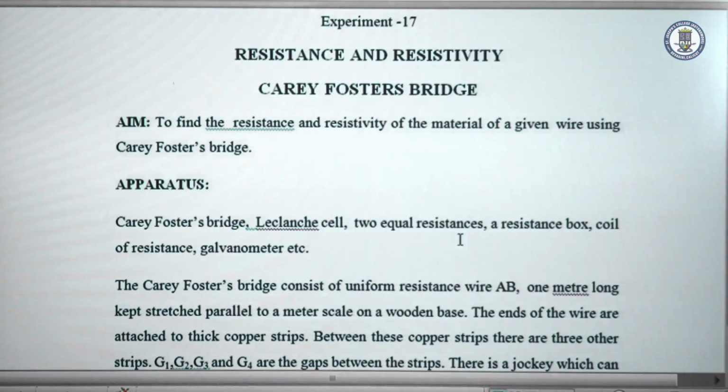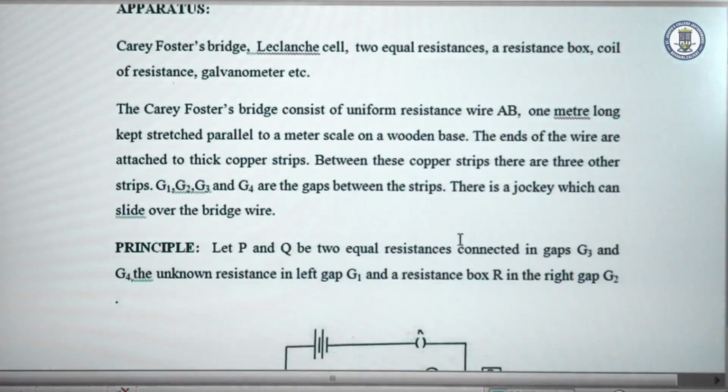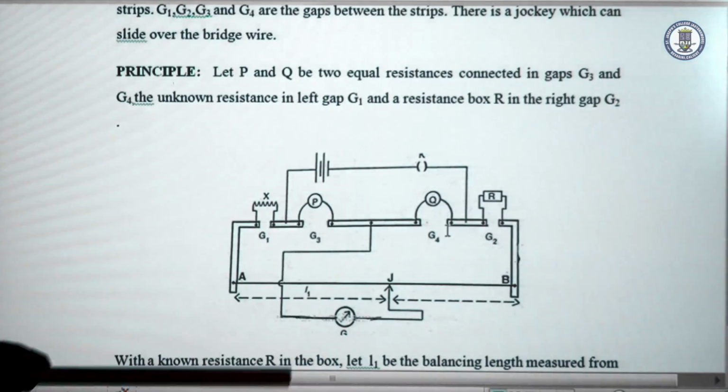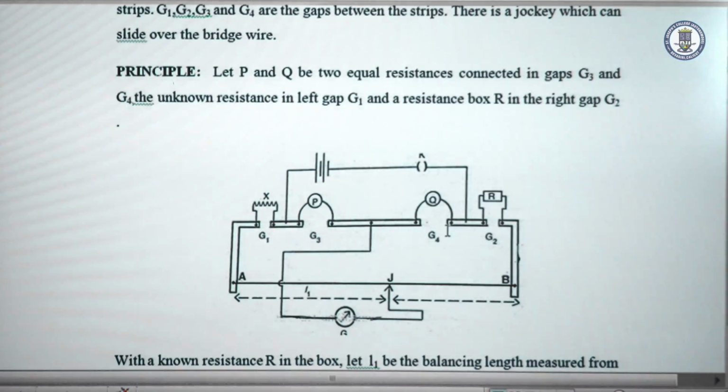We have just seen the Carey Foster's bridge, which consists of a number of gaps G1, G2, G3 and G4. In the gap G1 we are connecting X, the unknown resistance, and in G2 we are connecting a standard resistance R. In G3 and G4 we have two standard resistances, say 1 ohm each or equal resistances, and the resistance R can be varied.